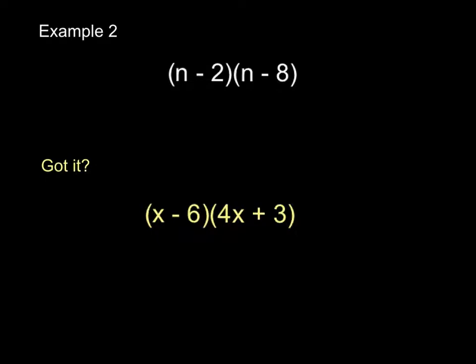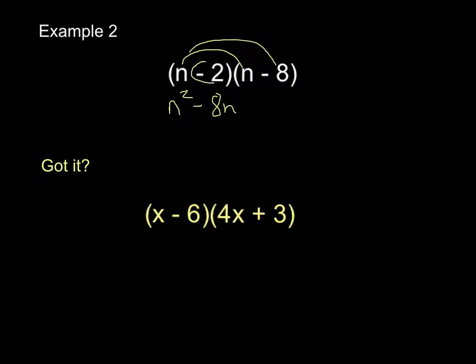Example 2. Again, we want to make sure that each term in the first binomial gets multiplied with each term in the second binomial. So I'm starting out by taking n times n, which is n squared. N times negative 8 gives me a negative 8n.